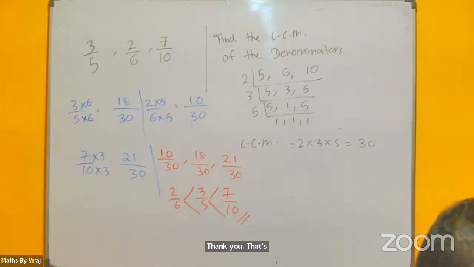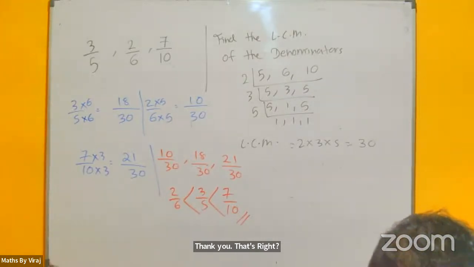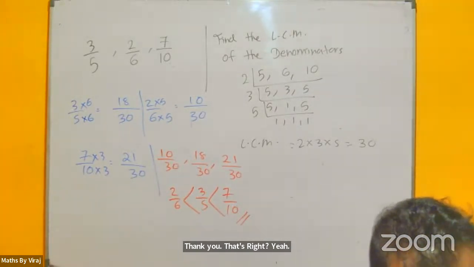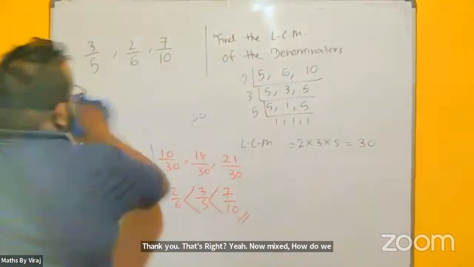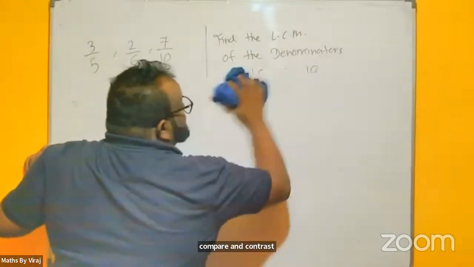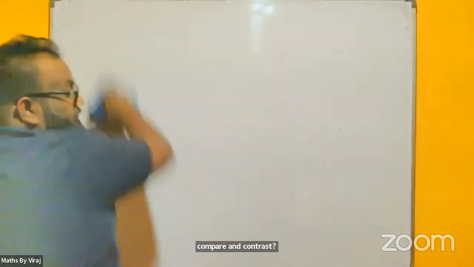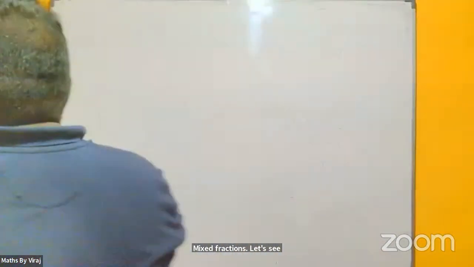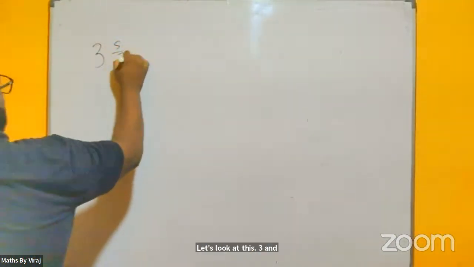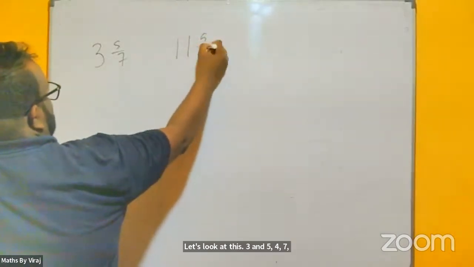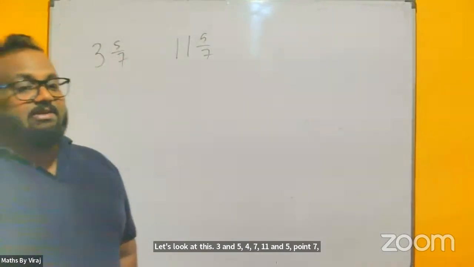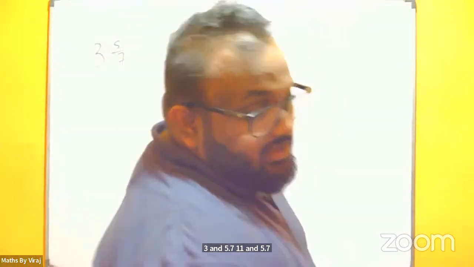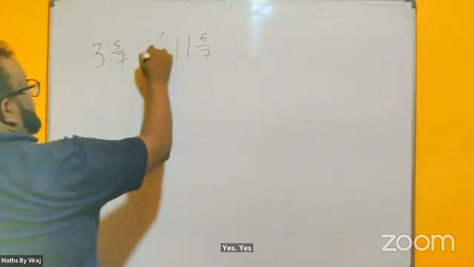Now compare mixed numbers with equal whole. How do we compare and contrast mixed fractions? Let's look at this. 3 and 5 upon 7, 11 and 5 upon 7. Which is larger? 3 and 5 upon 7 or 11 and 5 upon 7? Tell me. 11 and 5 upon 7. Pretty easy, right? So this is larger.